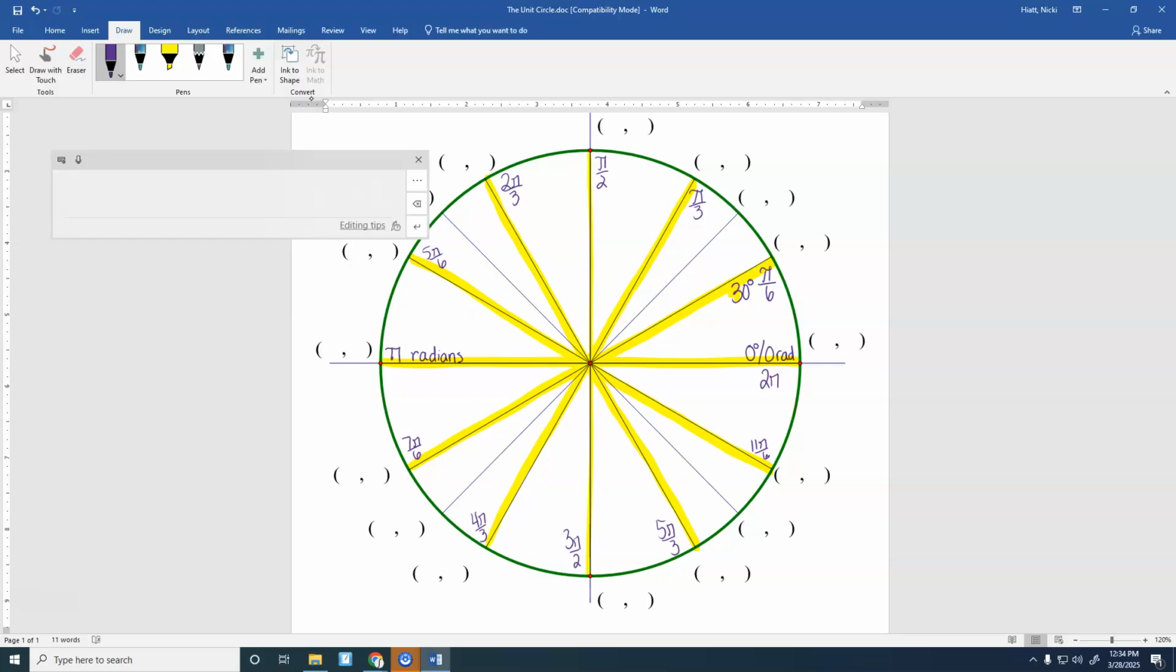So all you have to do for your degrees is count around by 30. So 30, 60, 90, 120, 150, 180, 210, 240, 270, 300, 330. Okay. And if you want to go back here, 360.